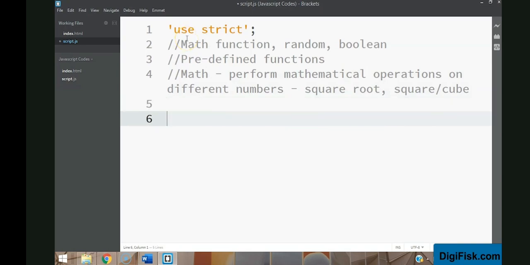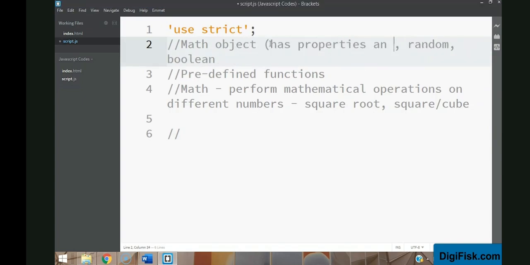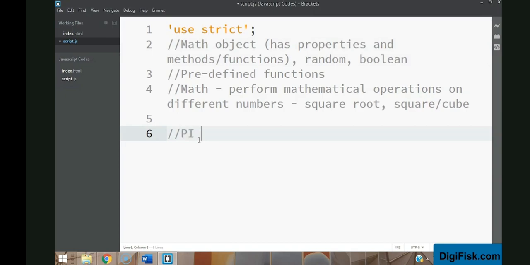Please remember that Math should always be written with a capital M. As you know, JavaScript is case sensitive, so always write this with a capital M. To start off, let's look at some properties. Instead of a math function, you should actually call this an object, because it has properties and methods or functions inside of it. This is the Math object, which has properties and functions inside of it, and one of those properties is the PI property, which, as you probably guessed by now, is the value pi.